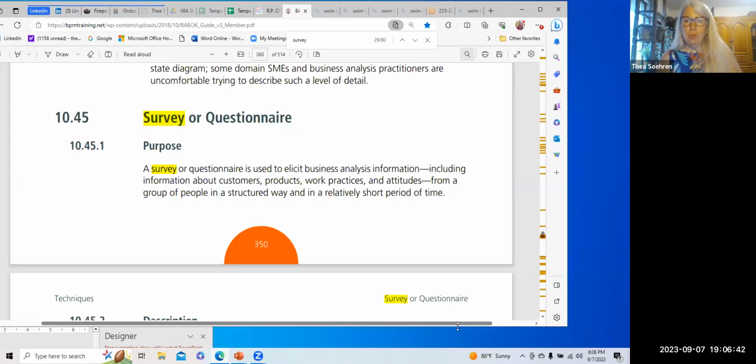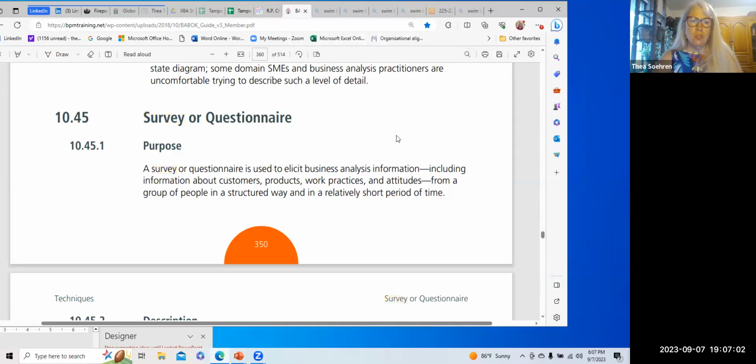So we go through the book and talk about these techniques, what's in the book, and then we're going to talk about our experiences with these specific techniques. And in that, I encourage your questions, your comments, and your experiences so we can have a conversation. The first technique we're going to cover tonight is survey or questionnaire.